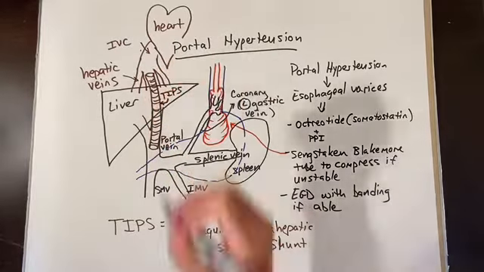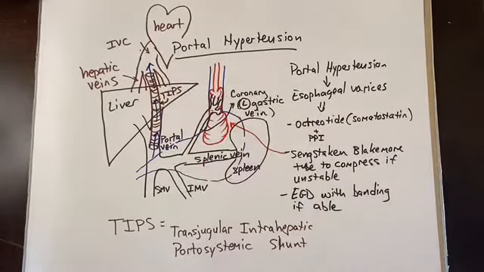TIPS can lead to right heart failure and can worsen hepatic encephalopathy though, since it bypasses blood right through the liver.